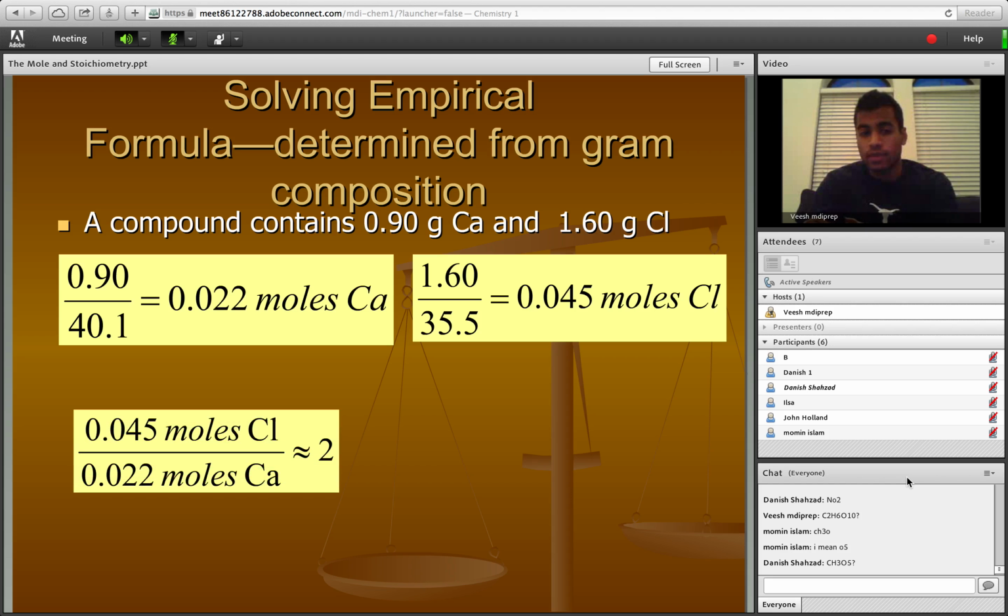Now, you would divide them, and you'd figure out that there's 2 chlorines to every calcium. So what you do is you take the larger value of moles, and you divide it by the smaller value of the moles. And that will give you how many of one to the other. So here it gives you 2. So that tells you that there's 2 chlorines to every calcium. So you know that the formula is going to be CaCl2.